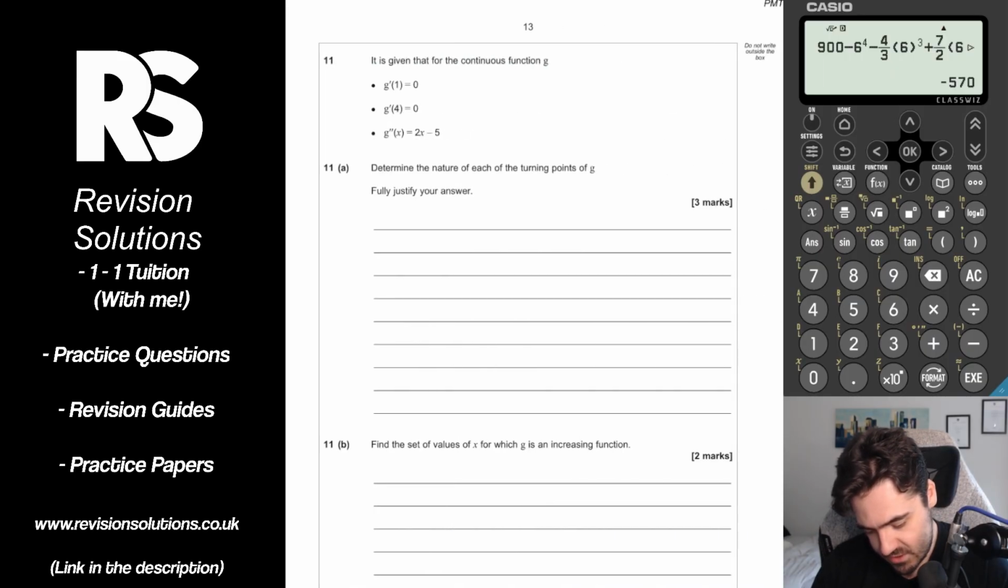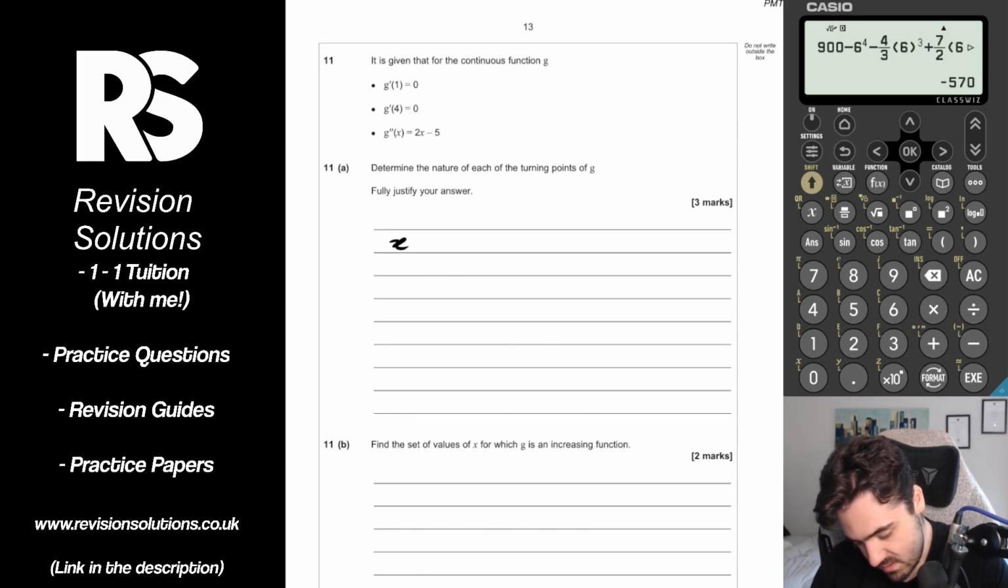Moving on now to question 11, it says it is given that for a continuous function g, g dash of 1 equals 0, g dash of 4 equals 0, and g double dash of x is 2x minus 5. It says determine the nature of each of the turning points of g. Well, first off, the turning points would be at x equals 1 and x equals 4, because the turning points occur when the derivative is 0. And then we can evaluate whether they're maximums or minimums easily normally by just plugging into the second derivative.